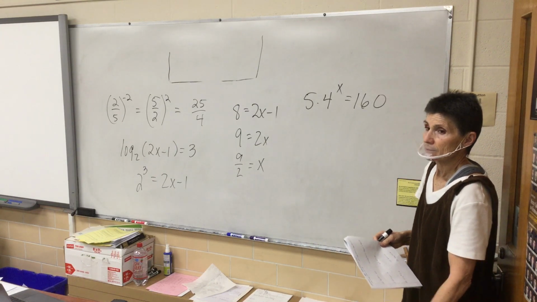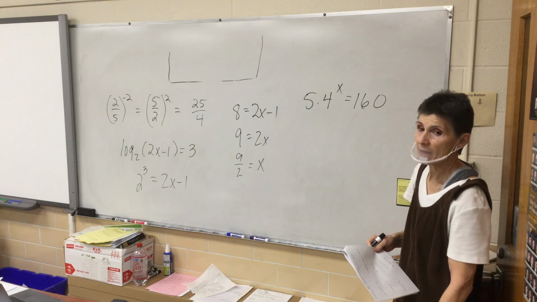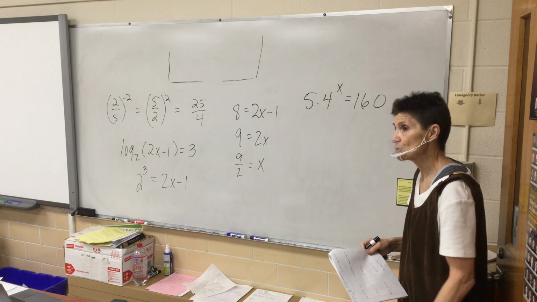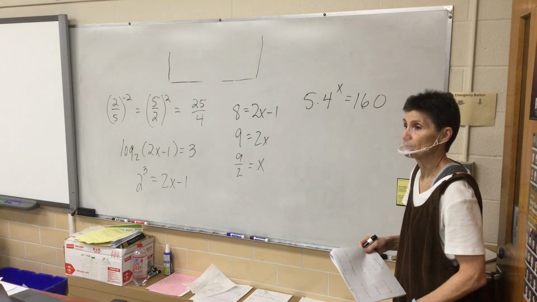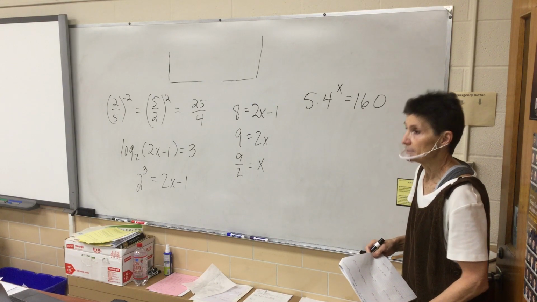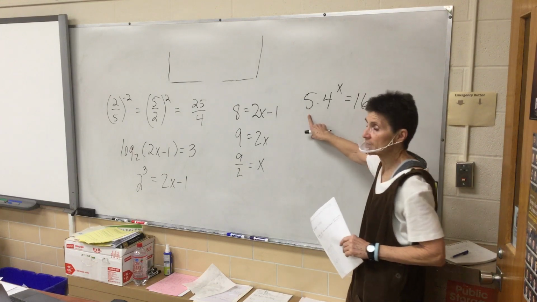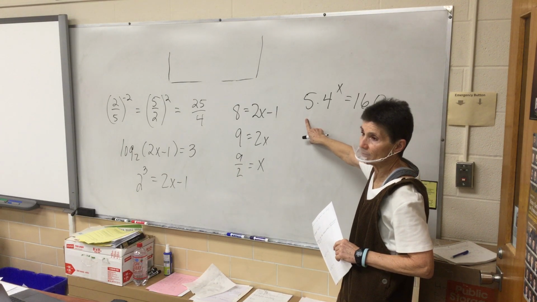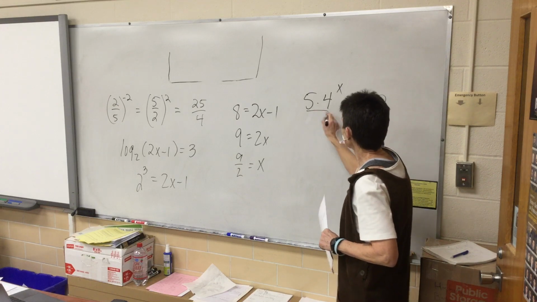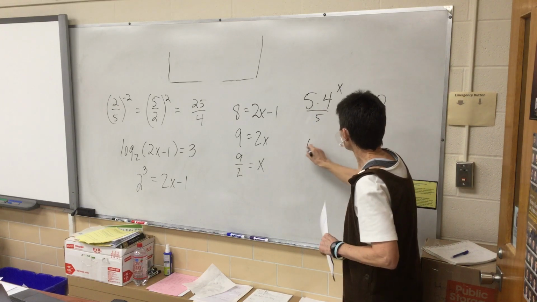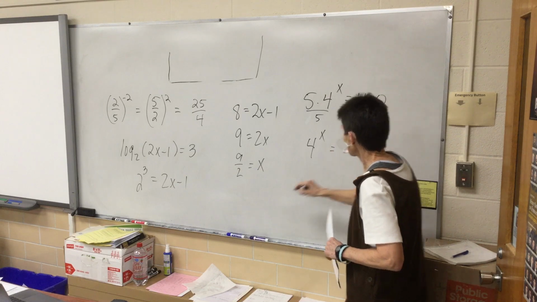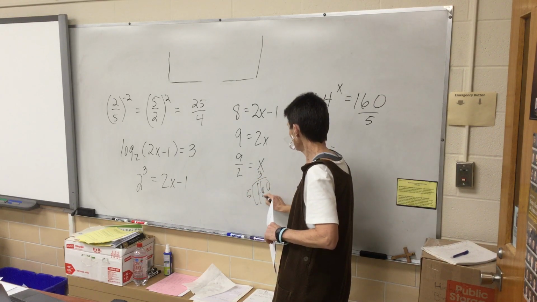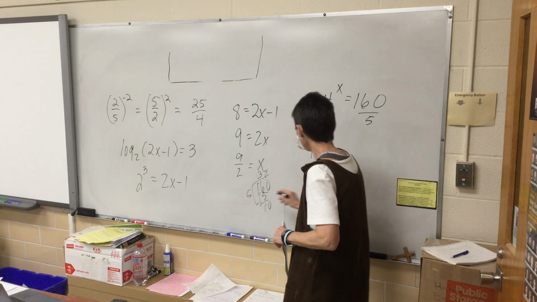All right, so B looks a little bit different, but stop and think for a moment. What do I need to do first? Divide. You cannot have this number out in front. So the first thing I'm going to do is divide by it. So I'm going to divide both sides by 5. I don't know what 160 divided by 5 is, so I'll do long division over here, it's 32.